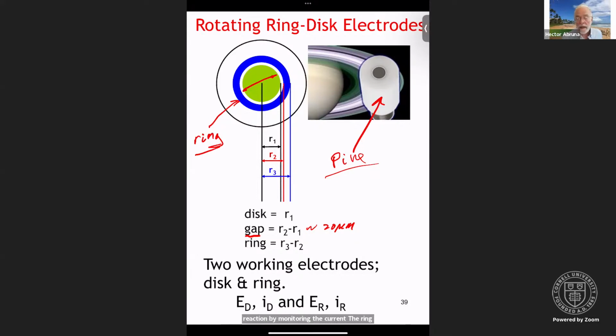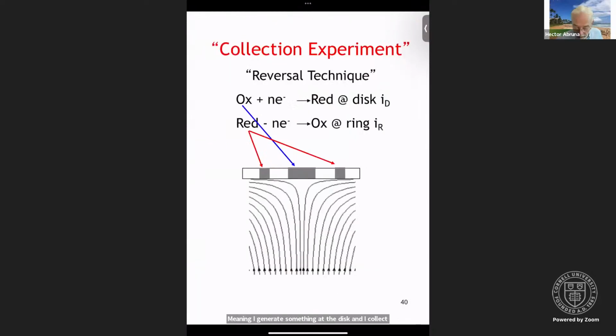One of the most common types of experiments in a ring disk electrode is a so-called collection experiment, meaning I generate something at the disk and I collect it at the ring. So here's what the flow profiles look like.